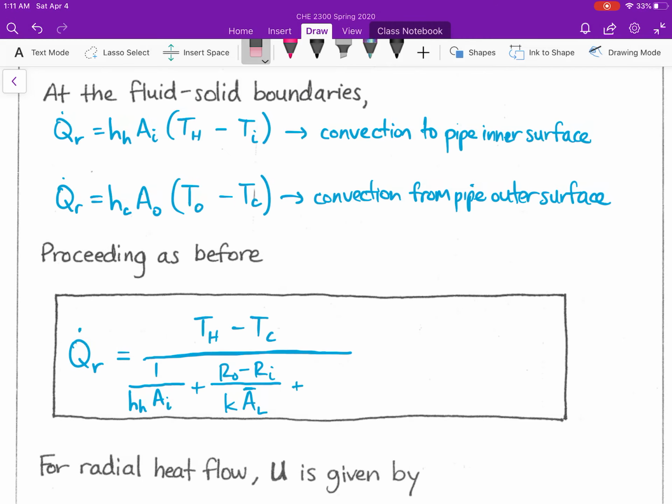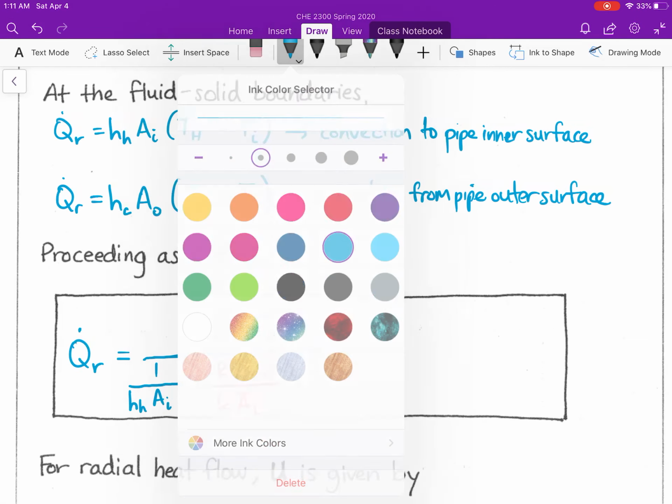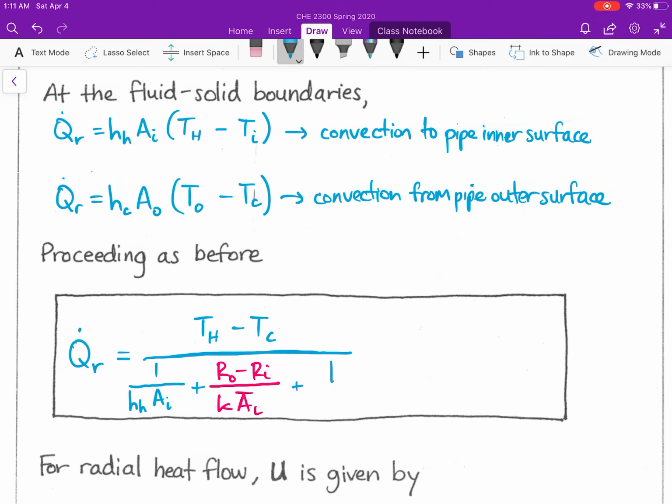Let's keep our colors consistent here. Since this is conduction, and then convection from the outer pipe surface, which has our convective heat transfer coefficient on the outer surface multiplied by the area of the outer surface of the pipe.